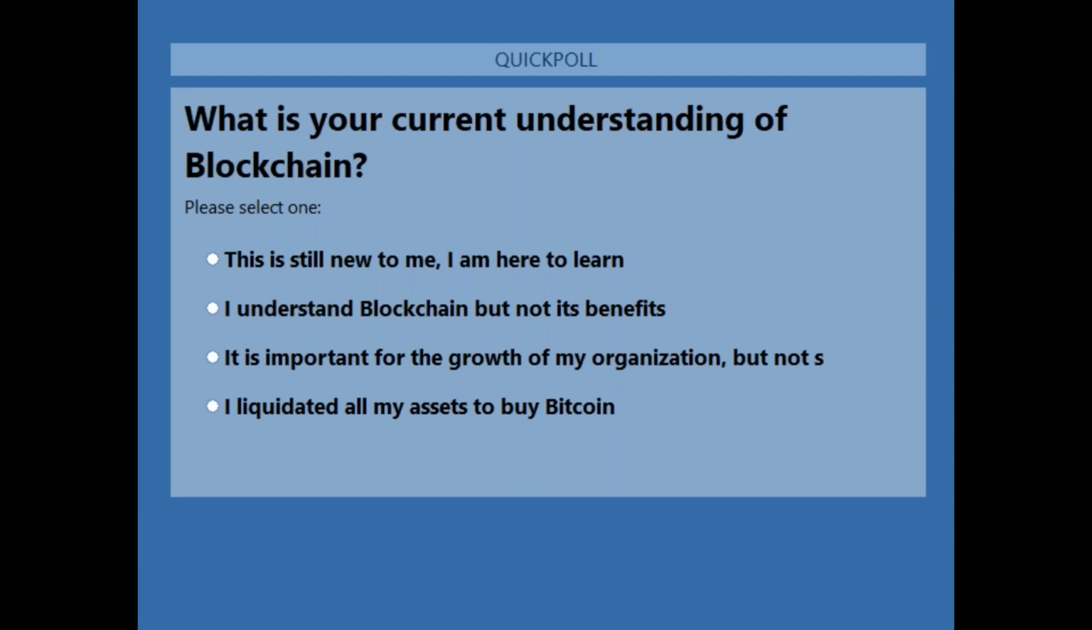Okay, so the first question is, what is your current understanding of blockchain? Is this still new to me and I'm here to learn? I understand blockchain, but not its benefits. It is important for the growth of my organization, but I'm not sure where to start. And then the last one, I liquidated all my assets to buy Bitcoin. So let us know what your answers are.